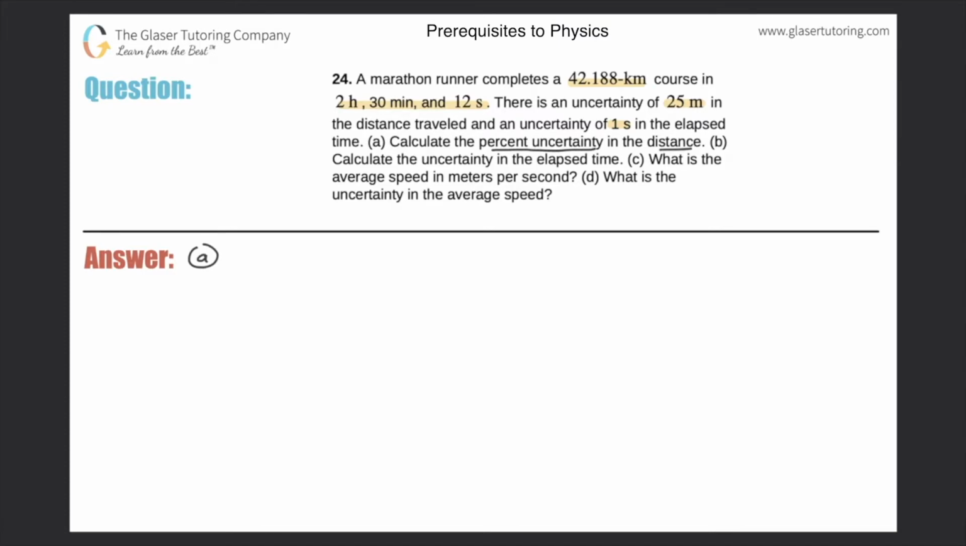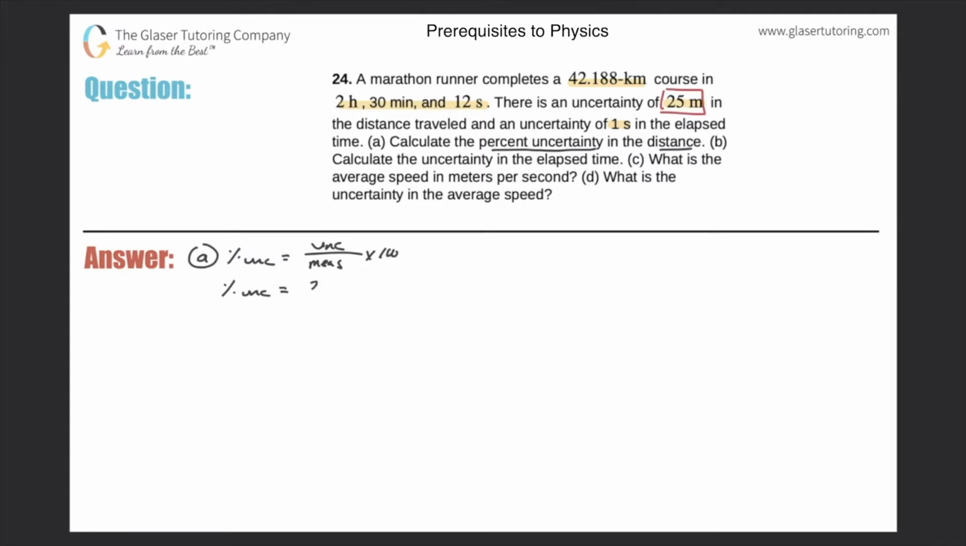Now remember, percent uncertainty is equal to the uncertainty in the measurement itself divided by the measurement, multiplied by 100. So the percent uncertainty will be equal to the uncertainty that was given. If we go back to the problem, the given uncertainty in the distance was 25.